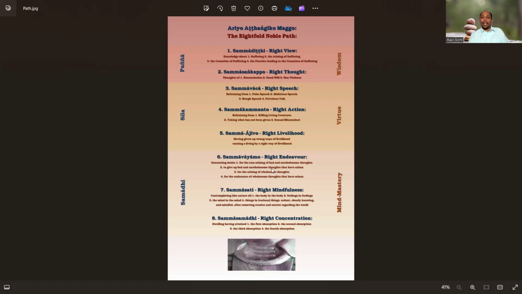Next up is right endeavor. This one says generating desire for the non-arising of bad and unwholesome thoughts. So let's look at this with an example. For example, there's a student who's appearing for a big exam, and this one says generating desire for the non-arising of bad and unwholesome thoughts.